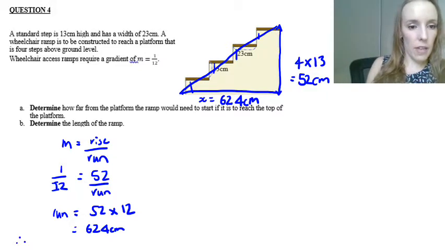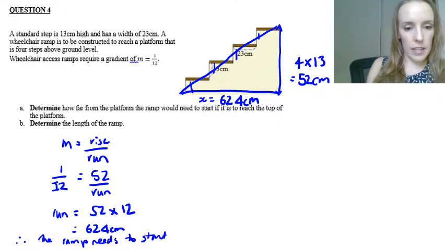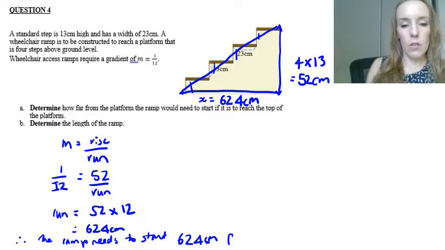So therefore, the ramp needs to start 624 centimeters from the platform.